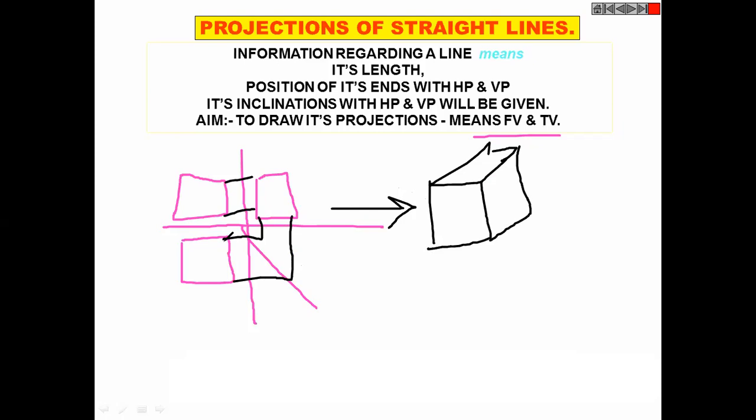Currently, what you are doing every day, every session, we are doing 2-3 problems this way. This is given and you are finding this. But later on, after this chapter, we will be given this and you will find this. That's called isometric projection. In line, what we are discussing right now, we are doing both things together.